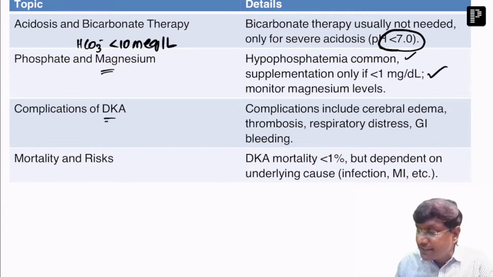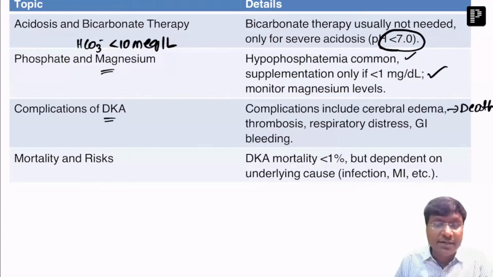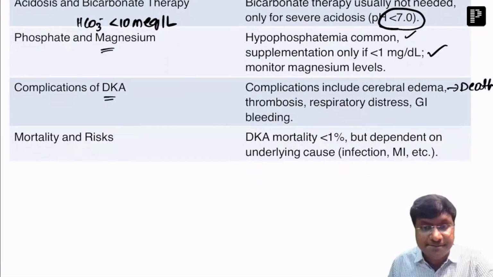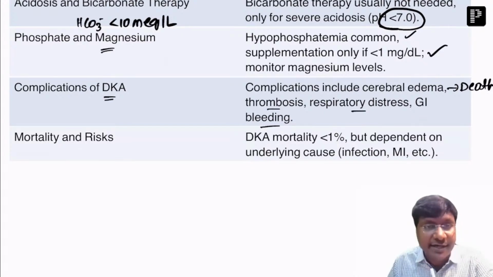And what are the complications of DKA? Please remember the most common cause of death in patients with DKA will be cerebral edema. All these patients have to be admitted in the ICU and monitored. The other complications will be thrombosis, respiratory distress, as well as gastrointestinal bleeding, right?